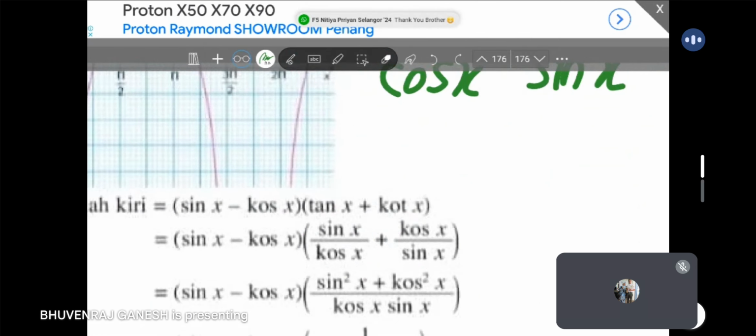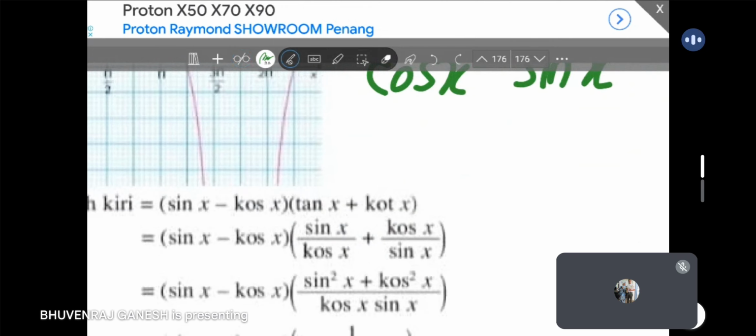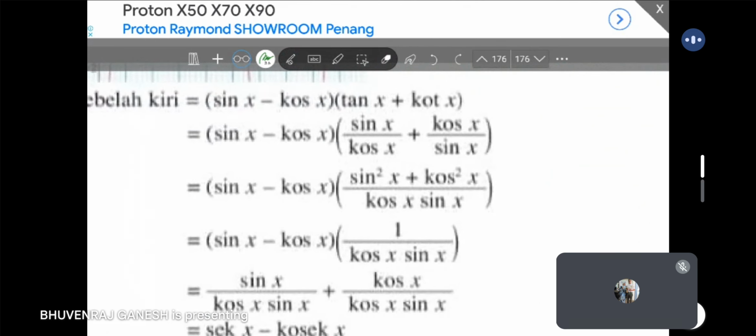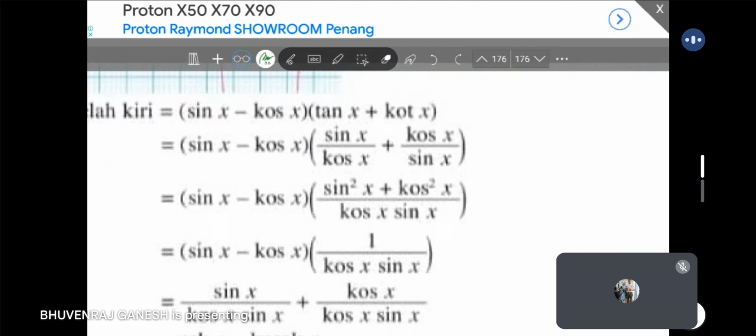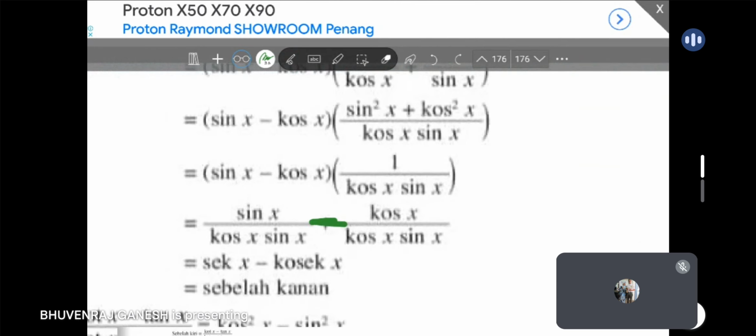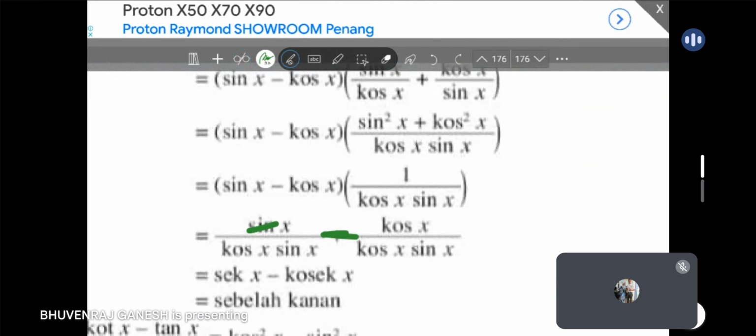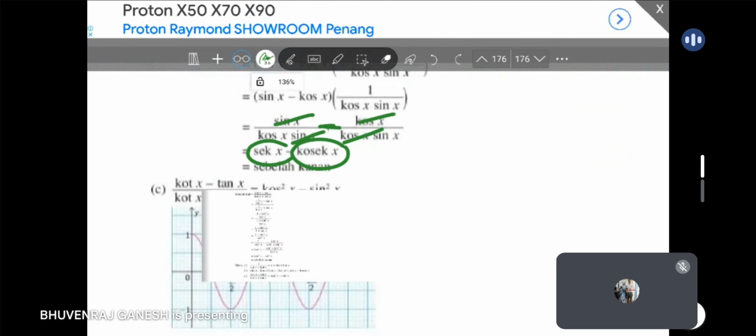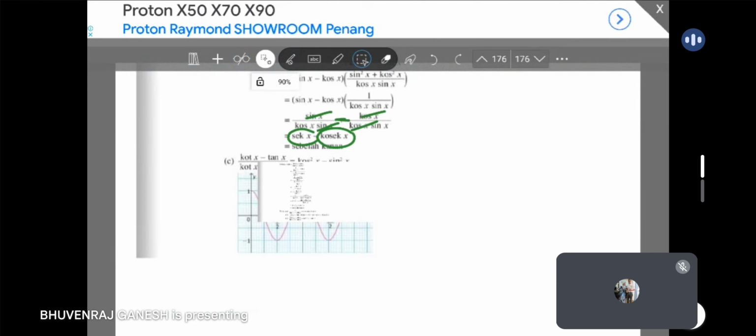Okay, so now you can see that sin square x plus cos square x is 1. Kamu dapat satu. So you will get the equation something like this. I split these two, saya pisahkan. Sorry, this one is a minus sign, guys. Got a problem in the answer scheme, ada silap. Now you can see that your answer will be secant x minus cosecant x. You cut the similar terms up and down. Potong yang sama, atas bawah. So 1 over cos x is secant x, 1 over sin x is cosecant x. So kamu dah buktikan. You have already proven the equation.